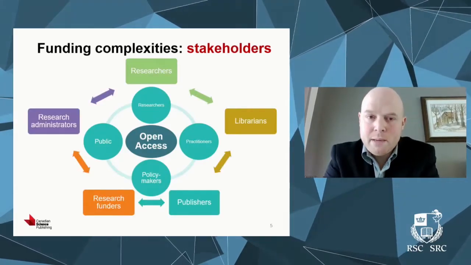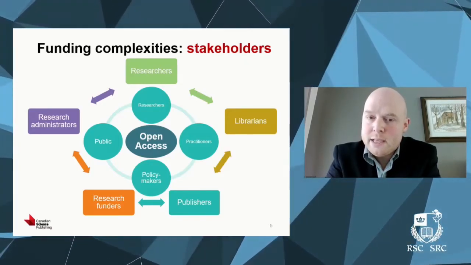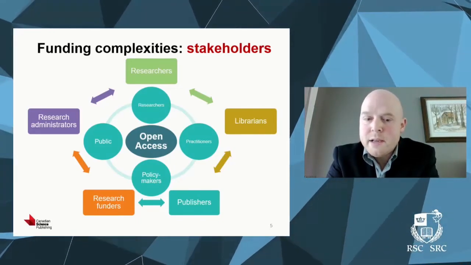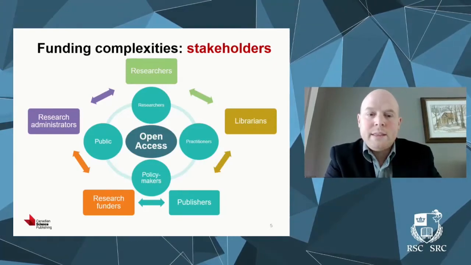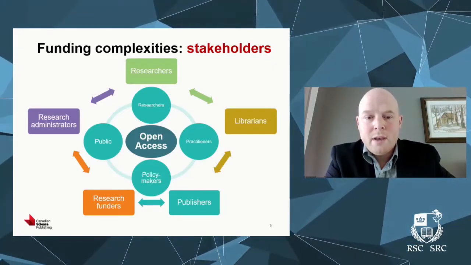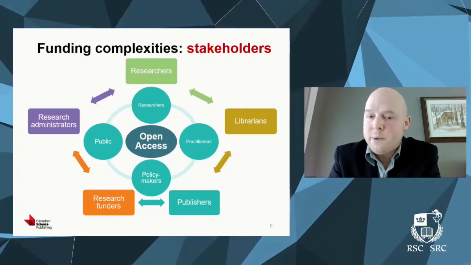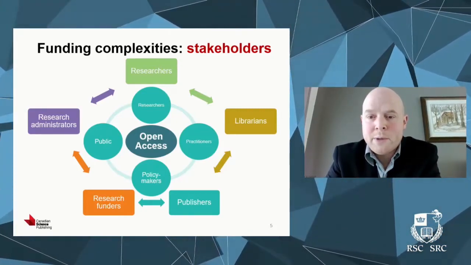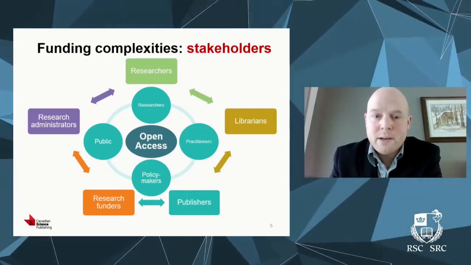But it is a complex world when we think about open access and funding open access. There are a number of stakeholders involved in both the creation of content as well as the access to that content. In terms of creation and support, we have the researchers, the librarians, publishers, research funders, and research administrators that all work in the background to create the open access content and make it widely available. Then we also have the users of the content, which include researchers, practitioners, policymakers, and the public, as well as many other stakeholders involved in accessing open access. So there are a number of players involved, and that does lead to some complexities when it comes to funding, and we've seen that. We've seen a number of different models that have emerged and different challenges associated with those models.